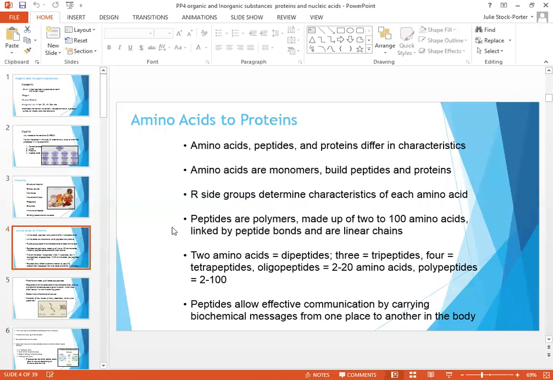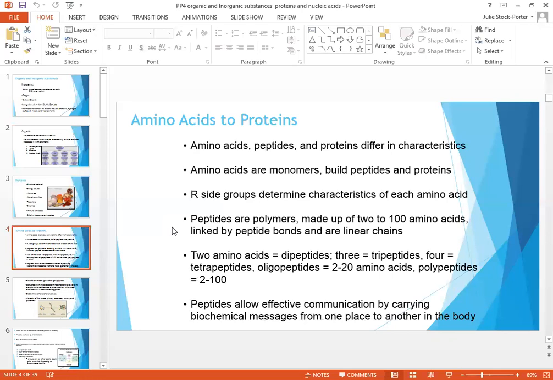When we talked about proteins, we said that the building block of protein is an amino acid. Amino acids form very small proteins called peptides, and then actual proteins are formed from peptides, and they're much larger. Amino acids are called monomers. They're called monomers because it's a single structure to make a protein. Mono, one, monomer. Amino acids are the monomers. They build the peptides and proteins.